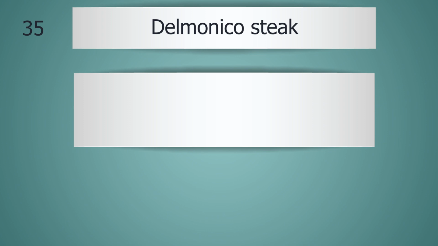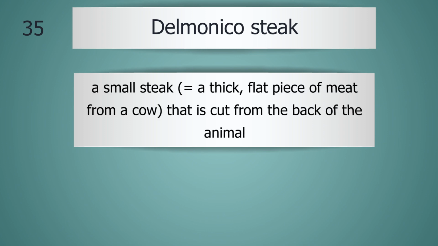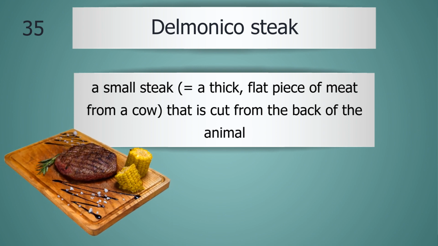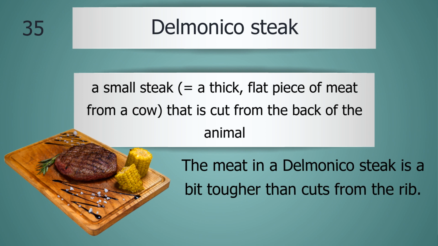Delmonico steak, small steak, a thick, flat piece of meat from a cow that is cut from the back of the animal. The meat in a Delmonico steak is a bit tougher than cuts from the rib.